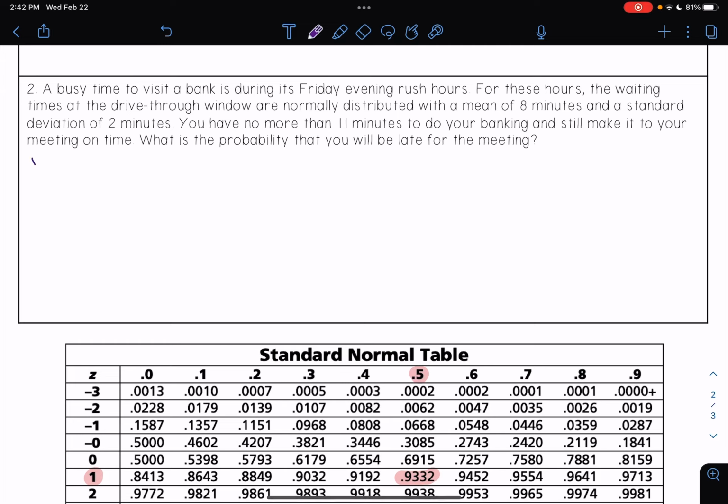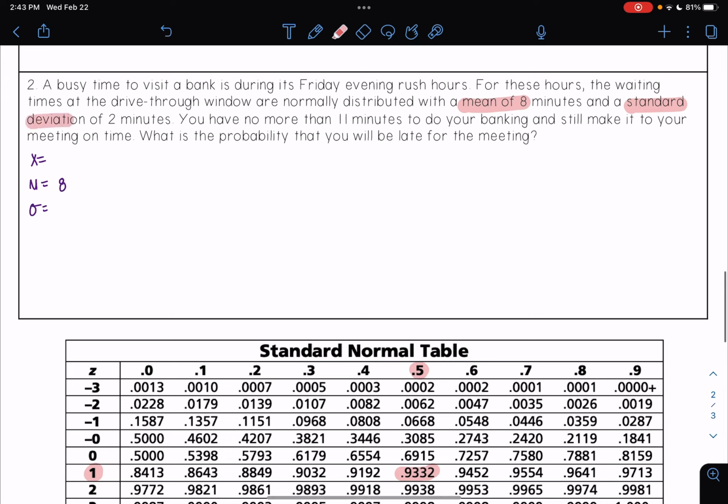Okay, so first I need to figure out what my x is, my mu is, and my sigma. Reading through the problem, I see that it says my mean is 8 minutes, so that's my mu. It tells me my standard deviation is 2 minutes, so that's my sigma. And I'm looking at an x value of 11 minutes, so that is my x. To find my z-score, I want to do x minus mu divided by sigma. So I have 11 minus 8 divided by 2. 11 minus 8, I get 3. 3 divided by 2, I get 1.5 again.